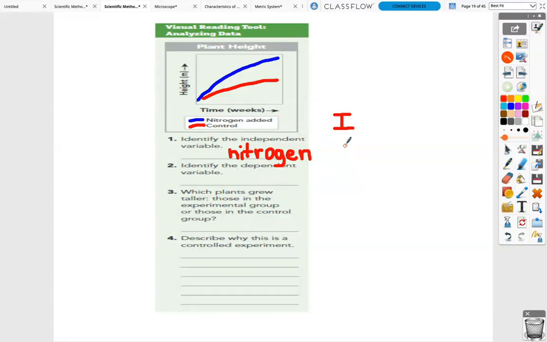the carbon cycle. Number 2 says identify the dependent variable. So I want you to think about dependent variable starts with a D. And so you can remember the word data. And so this is the data.